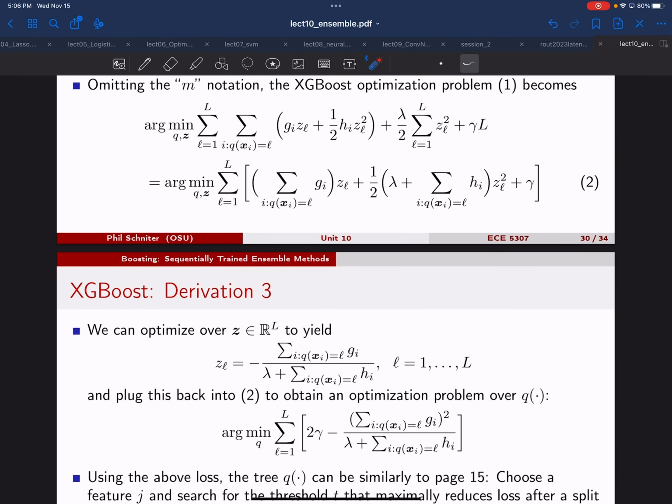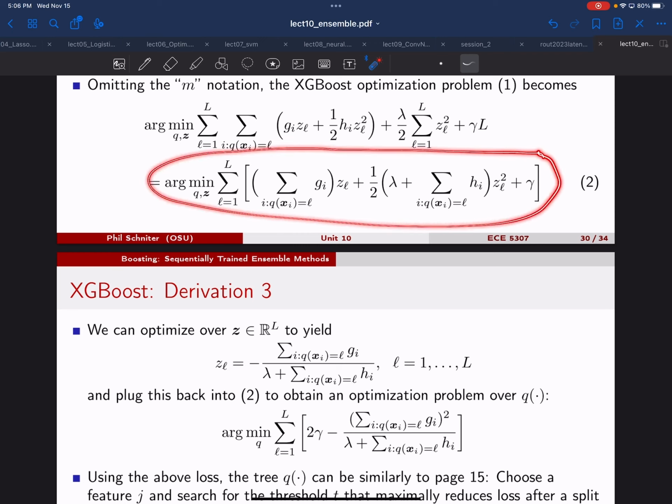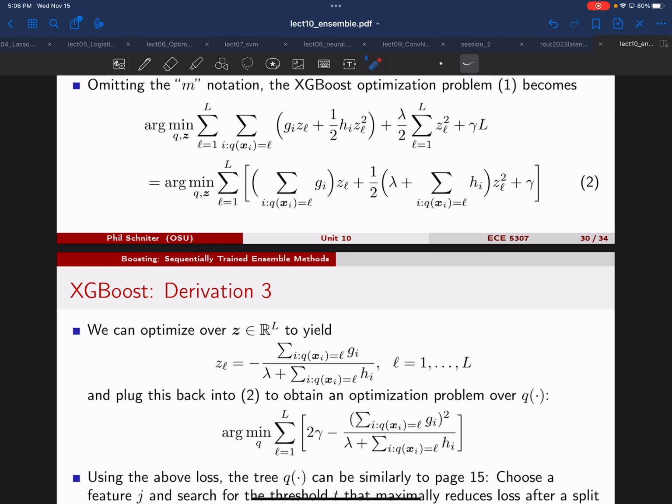We're almost done. Okay, so if I want to do this optimization, what I can first do is fix Q and optimize over Z. So optimizing over Z is easy because it's just a quadratic in Z. So I can take the derivative with respect to Z, set the result equal to 0. And when you do this, you find that the Z's have this form. So if you know your Q function, which we'll design next, and these G's and H's, you can just compute the Z's in closed form. Okay, so now that we know the form of Z, we can actually plug this back into this equation, and it simplifies drastically.